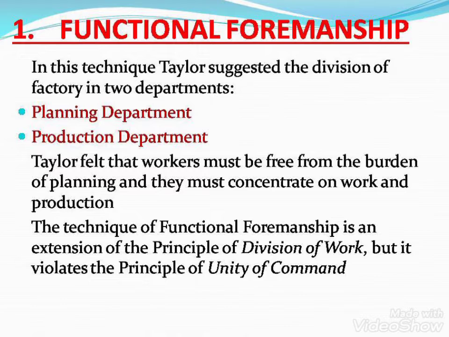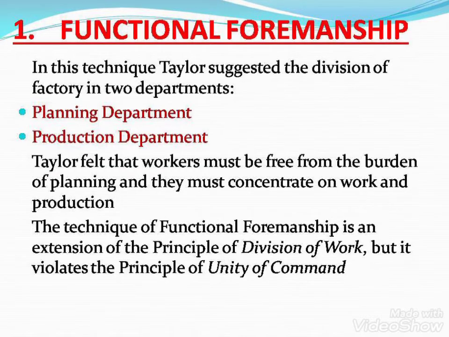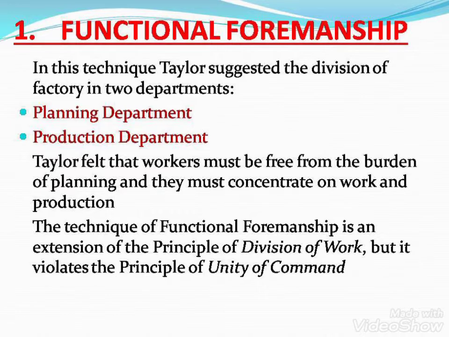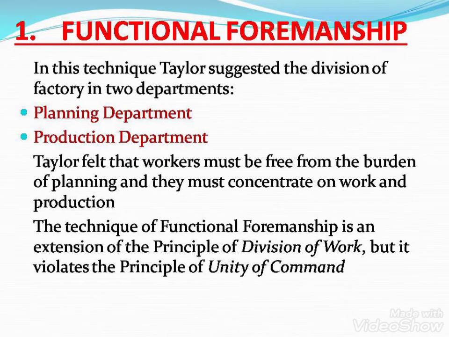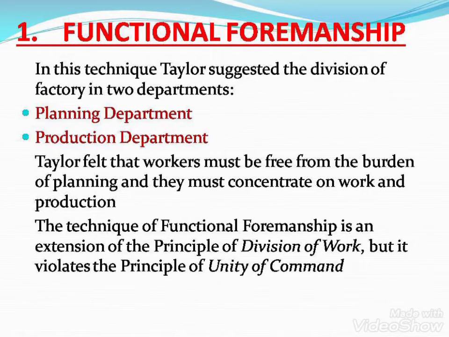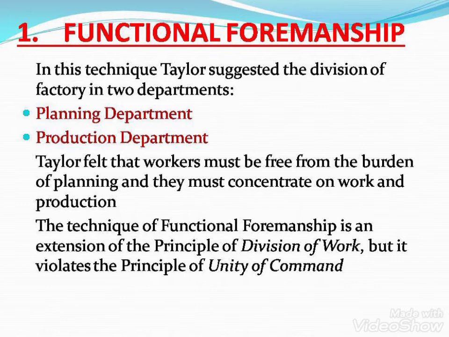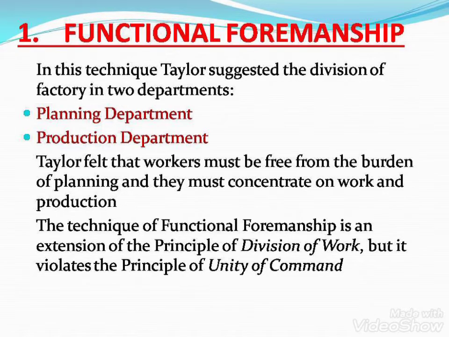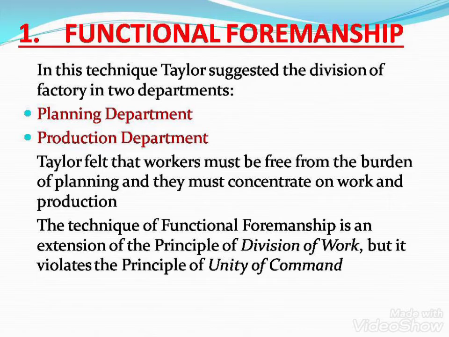Taylor suggested that specialization should be introduced at the supervisory level. He recommended functional foremanship for this purpose. Functional foremanship states that the task of supervision is divided into several specialized functions, and each function is entrusted to a specialist foreman. For this, he suggested the division of the factory into two departments. One is the planning department, second is the production department.